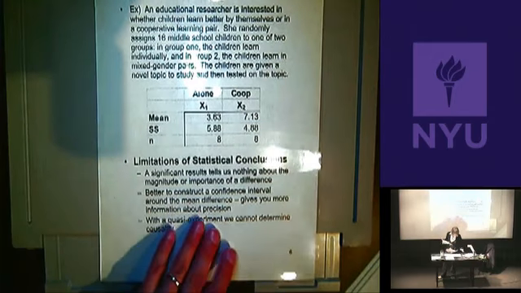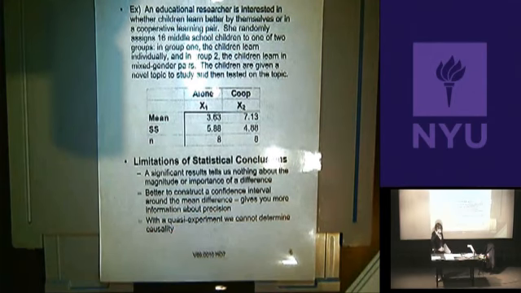Here's our example. An educational researcher is interested in whether children learn better by themselves or in cooperative learning pairs. She randomly assigns 16 middle school children to one of two groups. In group 1, the children learn individually, and in group 2, the children learn in mixed gender pairs. The children are given a novel topic to study and then tested on the topic. Okay, first question. Is this a true experiment or a quasi-experiment?